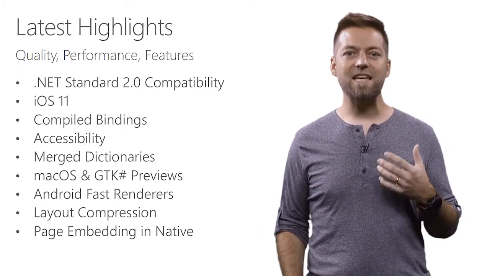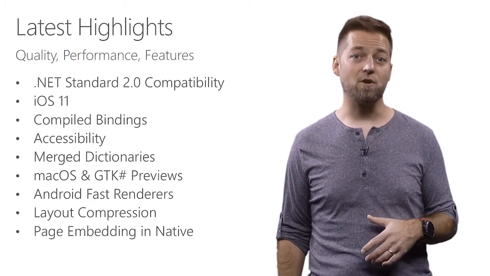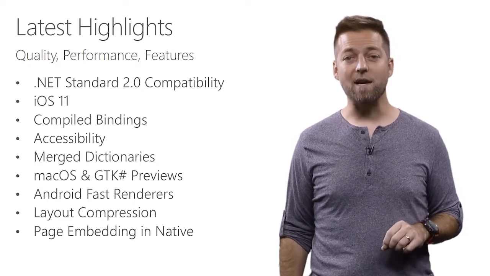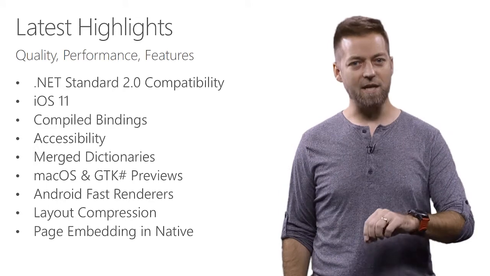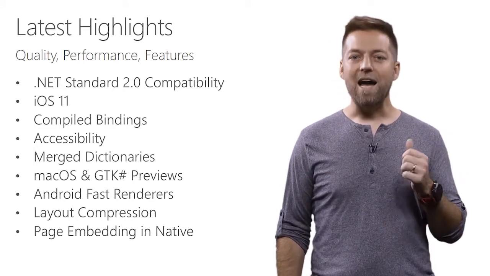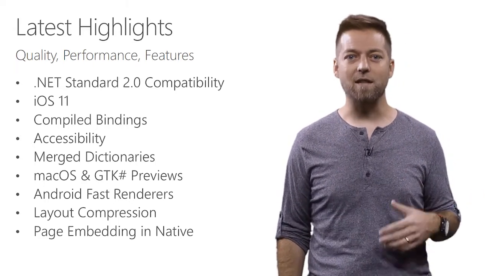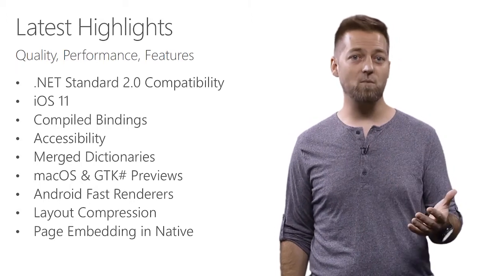Quality and performance are key for our mobile applications and enabling you to have the best experience on your cross-platform apps. So .NET Standard 2.0 compatibility is now available, meaning you can take the Xamarin.Forms NuGet package, bring it into your projects of that type, and you're good to go. iOS 11 has introduced several new things for us, including safe layout and large titles, as well as a few other things, so that's something that we've come up to speed with.